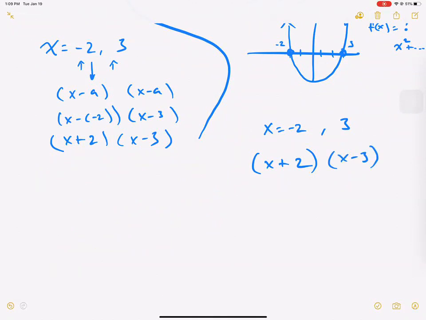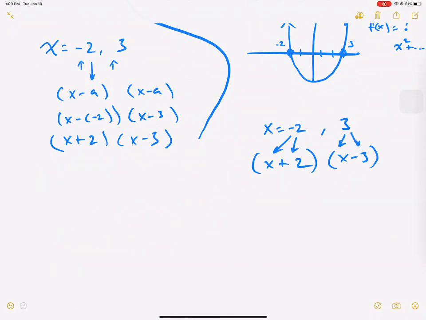Just be aware we can go back and forth between either of these cases, where we write x minus the number. That's the basic rule. But if you want to do it intuitively, how do I cancel out negative 2? I need a positive 2 to cancel out. How do I get rid of a positive 3? I need a negative 3 to cancel that out.